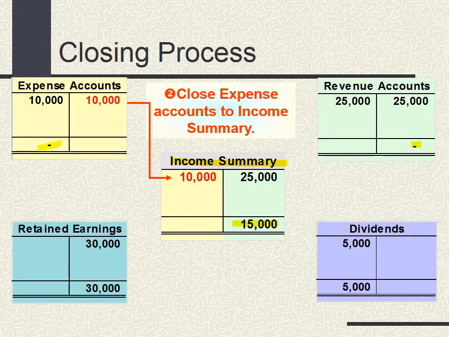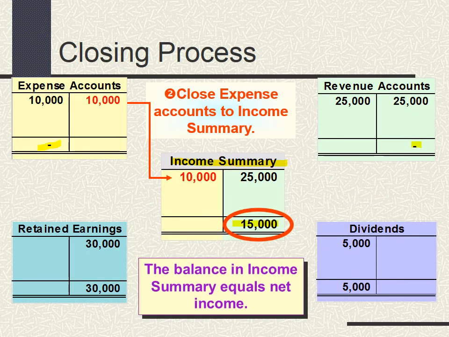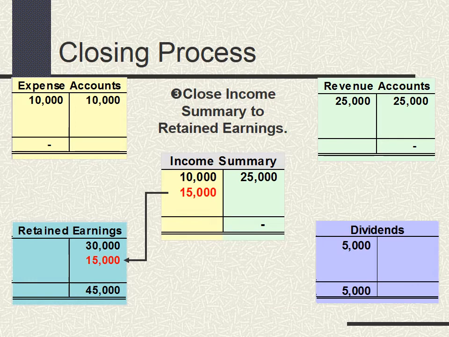So next we close income summary, RE, we're on the I, we're going to close income summary to retained earnings. So income summary is just used very temporarily. It's time to zero it out. So the balance in income summary equals net income. Let's get rid of it and move it to retained earnings. So what we've got is that income summary here moves over to retained earnings here.